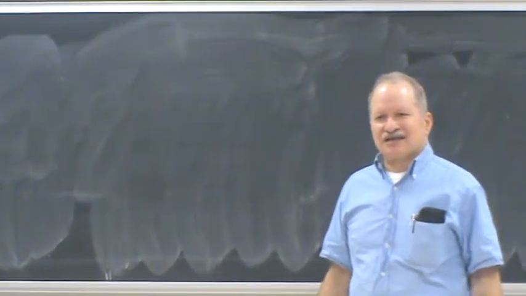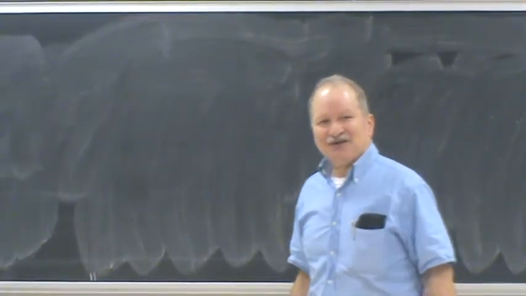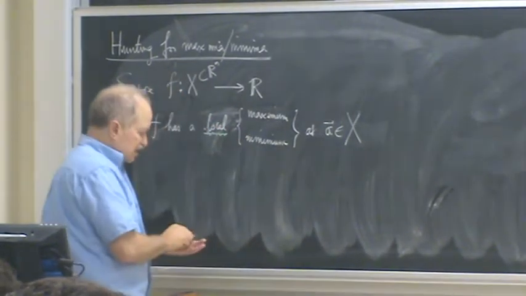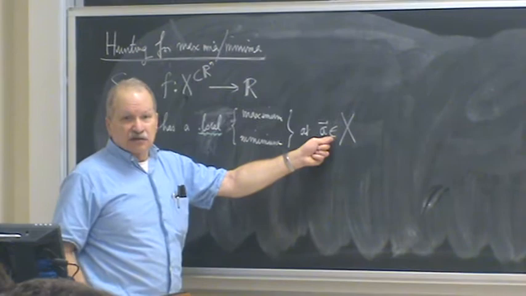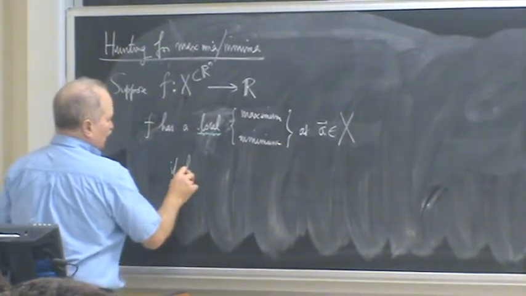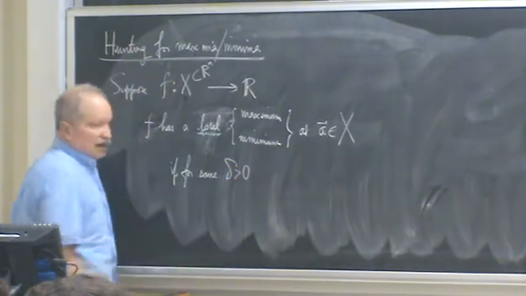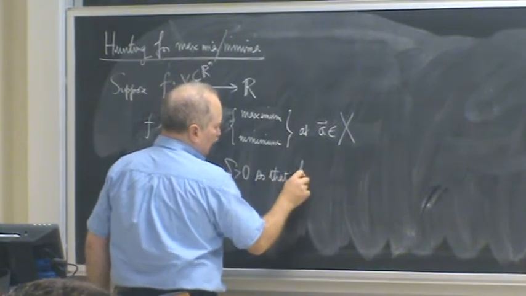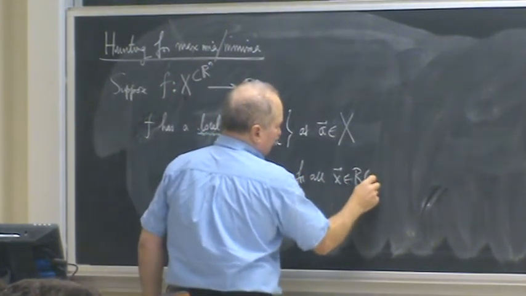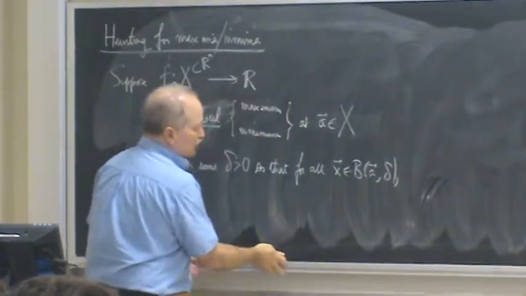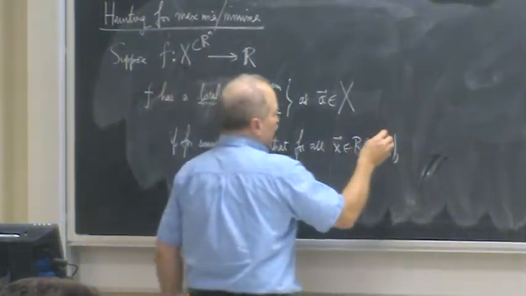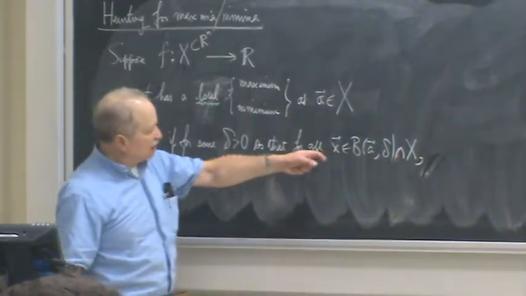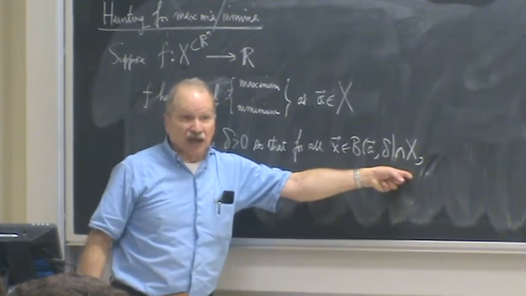Now, how are points? Well, there's a value. The values, okay. So local is going to mean that there is some neighborhood of A. So there's some positive delta, so that if you look in the ball of radius delta around A, in domain X, right? So you're in the ball centered at A and you're still in the domain.